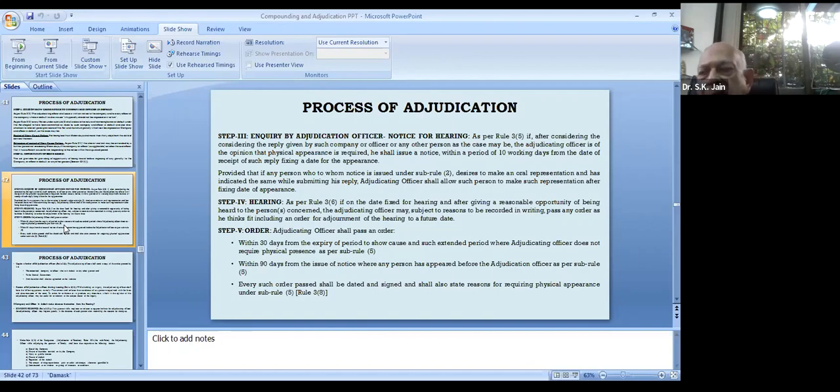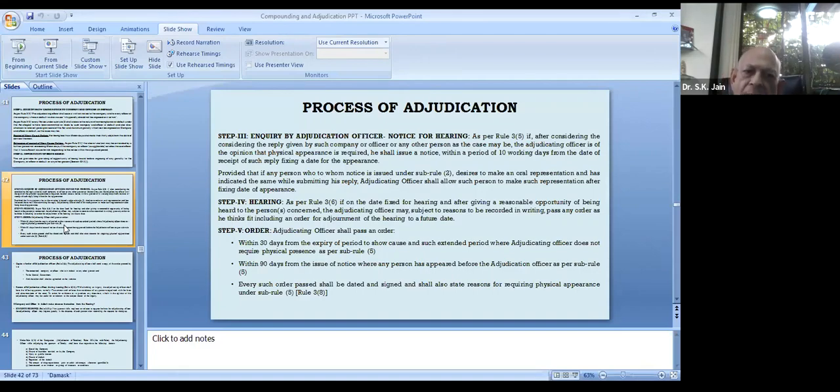So ROC may call any person for personal appearance, provided that if any person to whom notice is issued under sub-rule 2 desires to make an oral representation and has indicated the same while submitting his reply, the adjudicating officer shall allow such person to make such representation after fixing the date of appearance. The party concerned may also mention in reply that he wants oral hearing that will be provided by ROC.